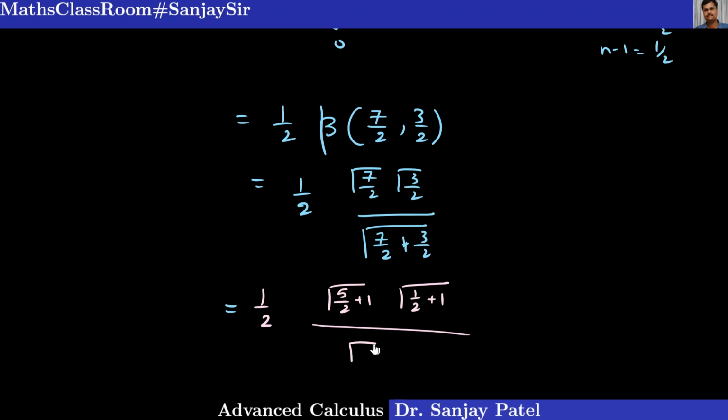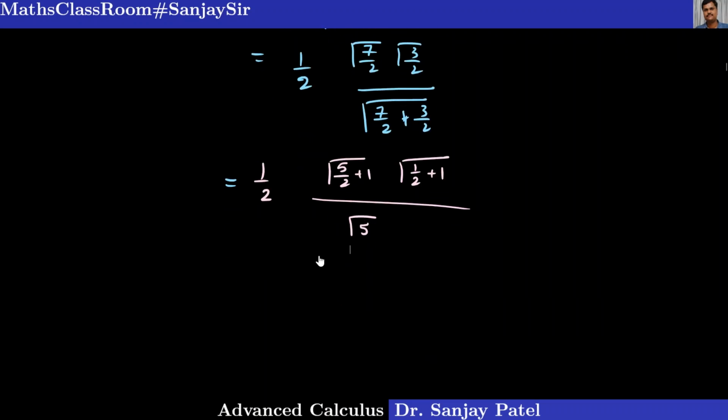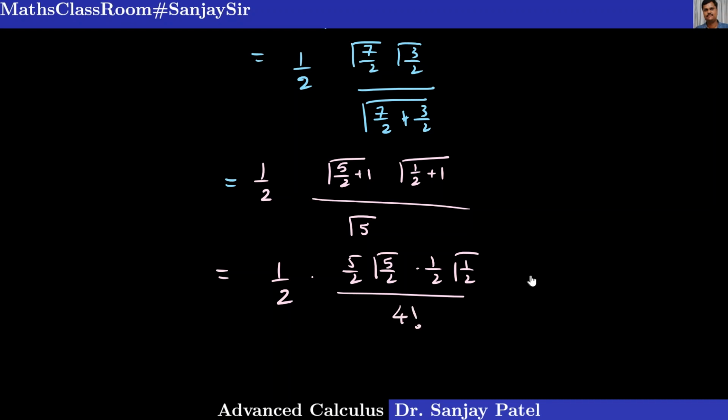So it is gamma 5. Why am I writing like this? Because I want to use the formula gamma n plus 1, which I can write as n into gamma n. So this is equal to 1 by 2 into 5 by 2 gamma 5 by 2 into 1 by 2 into gamma 1 by 2 upon gamma 5, which is 4 factorial. So I am using the formula gamma n plus 1 is equal to n into gamma n.